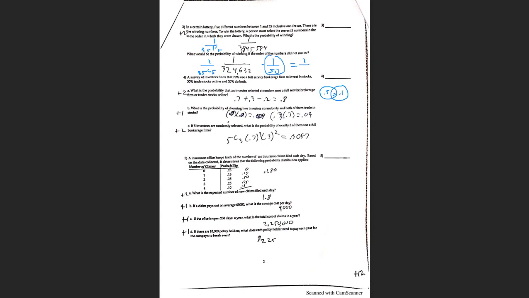So what's the probability if they do one or the other? It's the probability of A plus the probability of B minus their intersection. And that's how we get 0.8. So 0.7 plus 0.3 minus 0.2, because that's the overlap and I counted it twice.